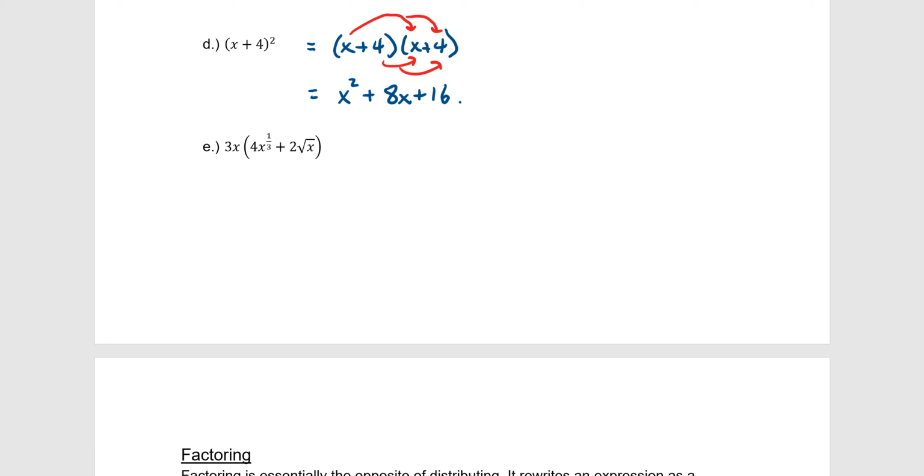The shortcut way, if you have a binomial squared, it's going to be the first term squared, and then the last term, the 16 in this case, is the second term squared. The middle term will always be both terms multiplied together times 2. So 2 times x times 4 is 8x. So that's the shortcut that typically people use.